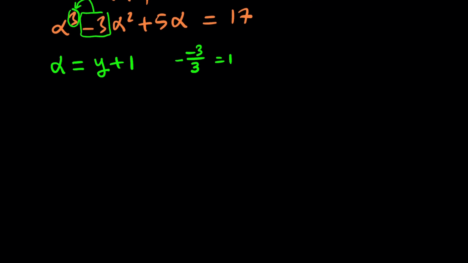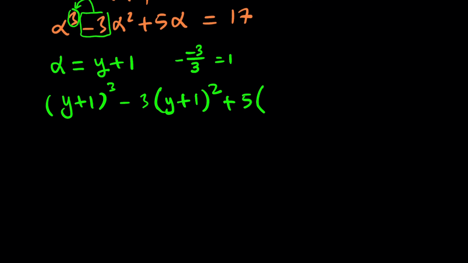Let me show you how this works. Replace alpha with y plus 1. Oops, the other one is supposed to be a cube. And then plus 5 times alpha, which is y plus 1, is equal to 17.